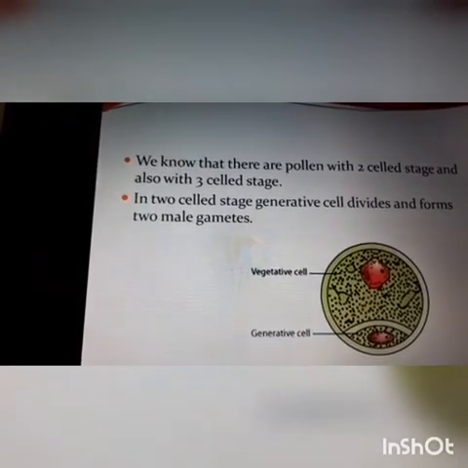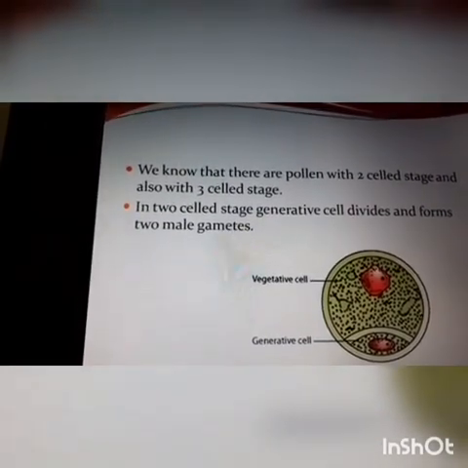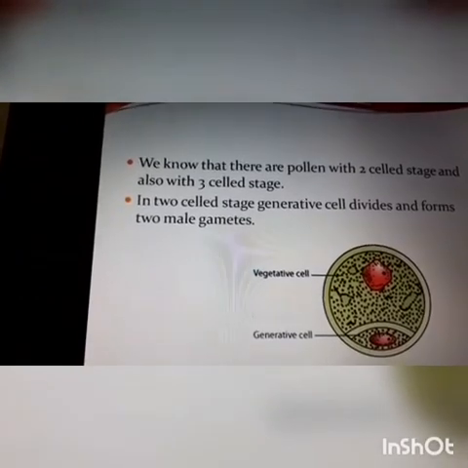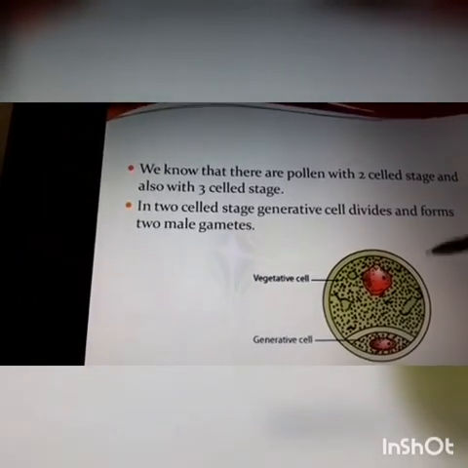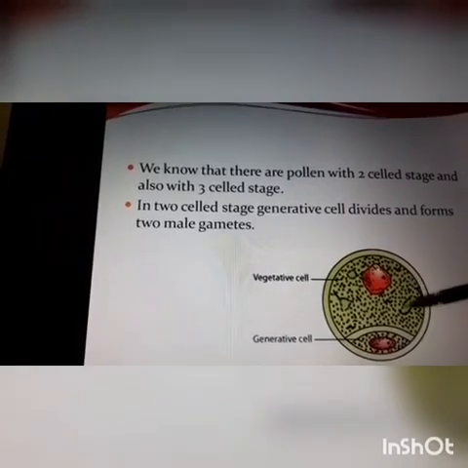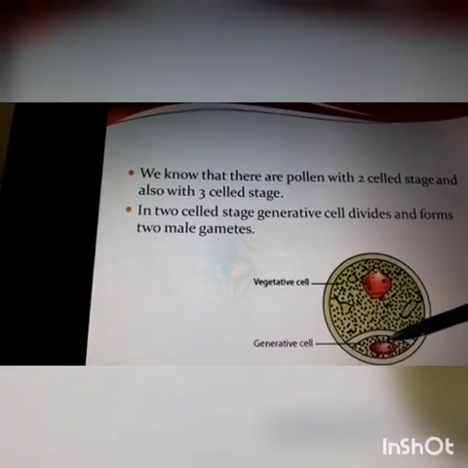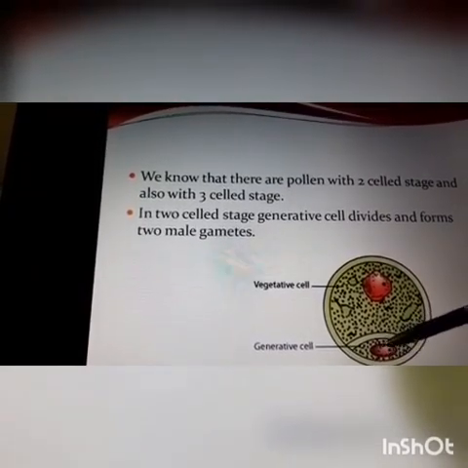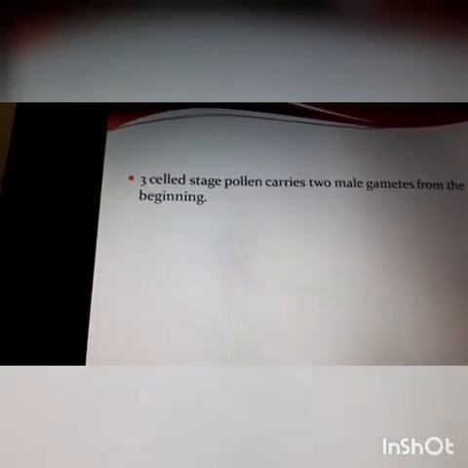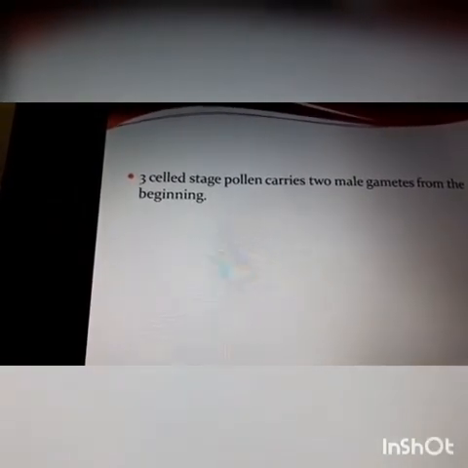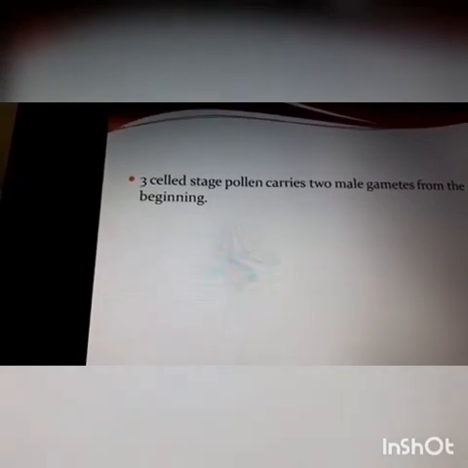We know that there are pollen grains at the 2-celled stage and at the 3-celled stage. This is a diagrammatic representation of a pollen grain at the 2-celled stage. In this 2-celled stage, the generative cell again divides and forms 2 male gametes. And in the 3-celled stage, the pollen carries 2 male gametes from the beginning itself.